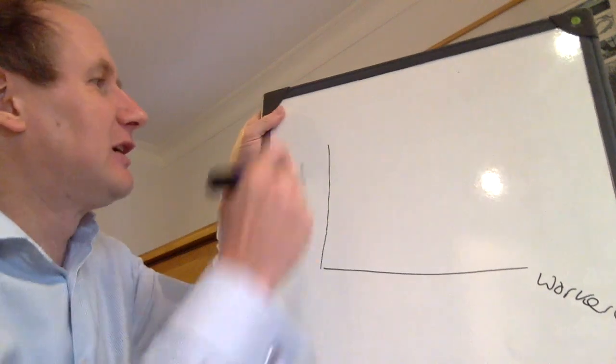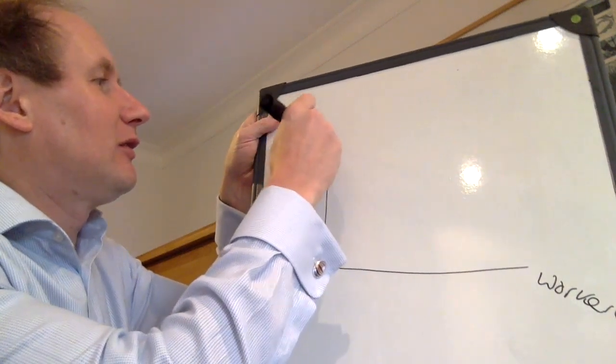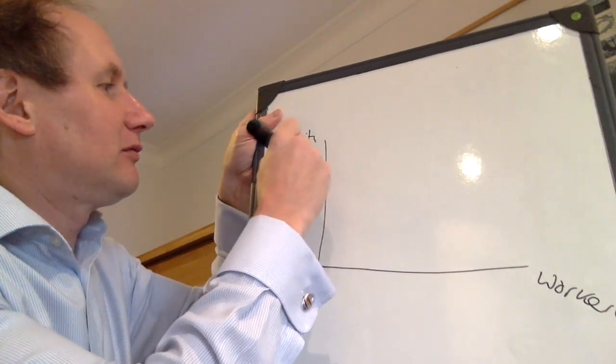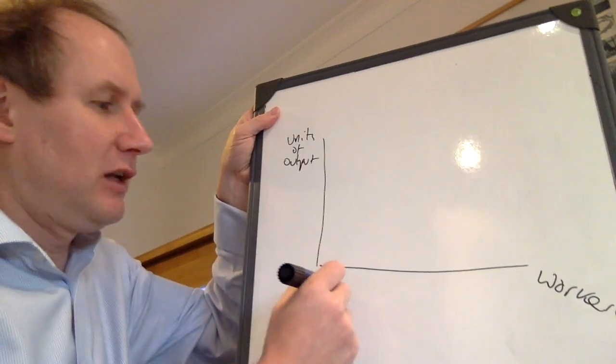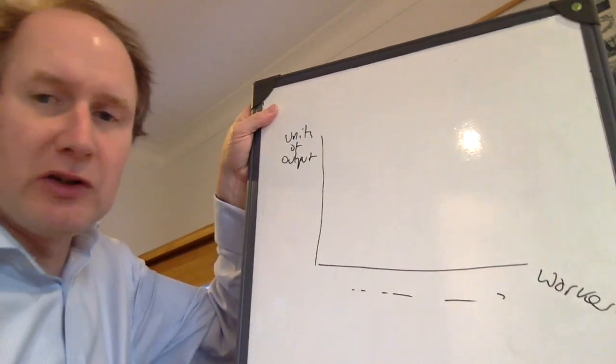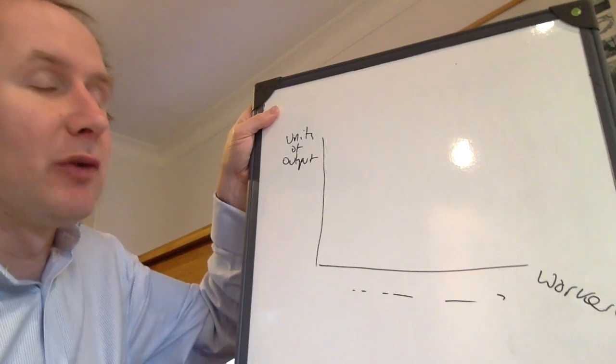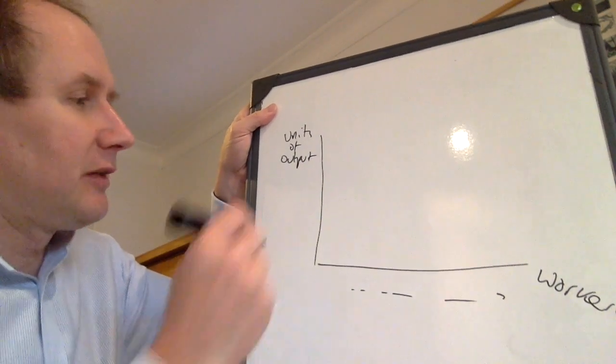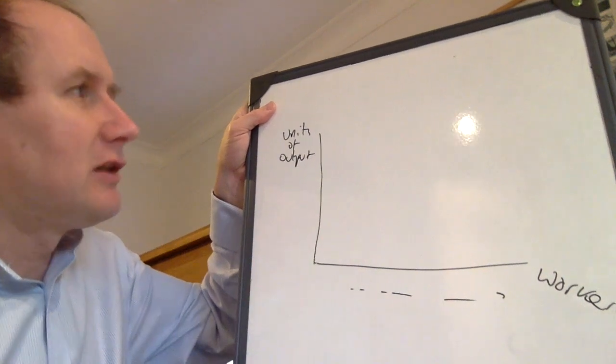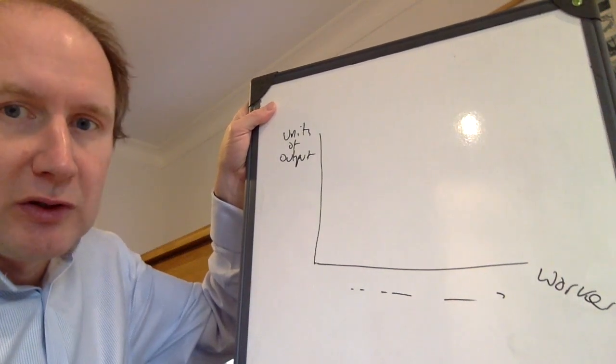If that's the number of workers, and that's units of output, then what we said is that as we employ a number of workers, total output rises, because obviously, well, I mean, it eventually might not, but generally total output rises. The question is, what rate does it rise at? And that's what marginal product measures.